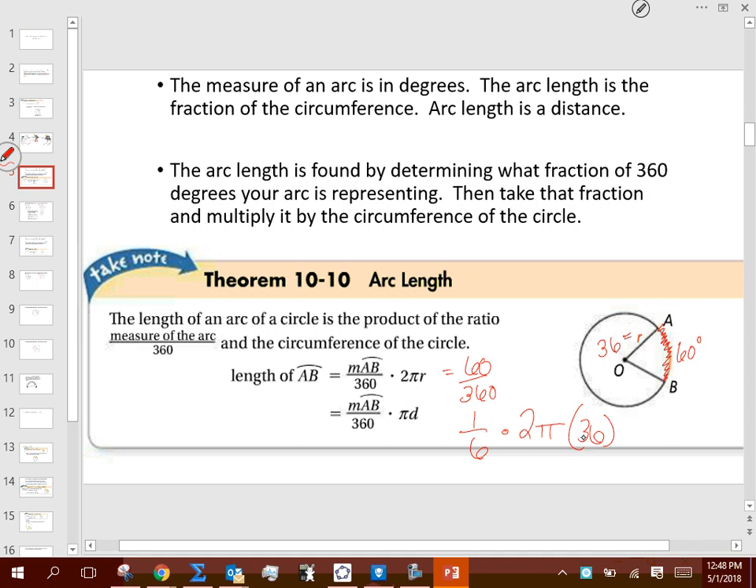1/6 times 36 is 6, right? Times 2 pi would be 12 pi. So I'm going to multiply my circumference by some fraction of my circumference, essentially. Okay? And that fraction is always generated by taking your arc measurement divided by the total number of degrees in a circle. Okay? So, let's do a couple examples of this.